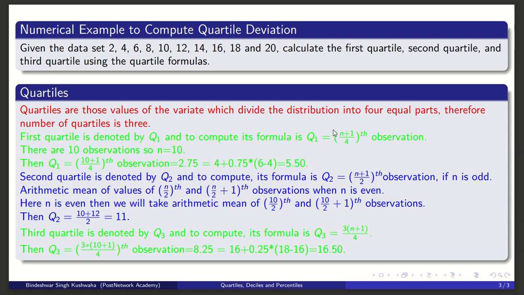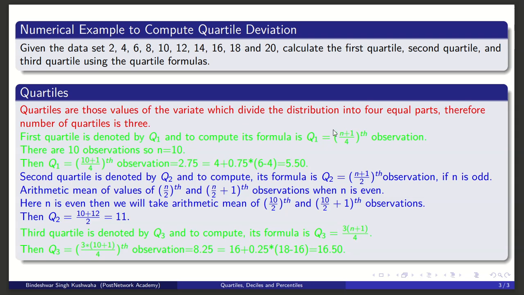So the 8th observation is 16, plus you have to take the weightage, you can say, the difference of 18 minus 16, so that would be 2 into 0.25, so that would be equal to 16.50.